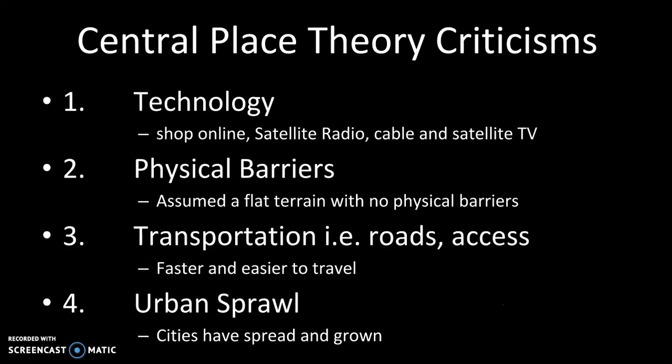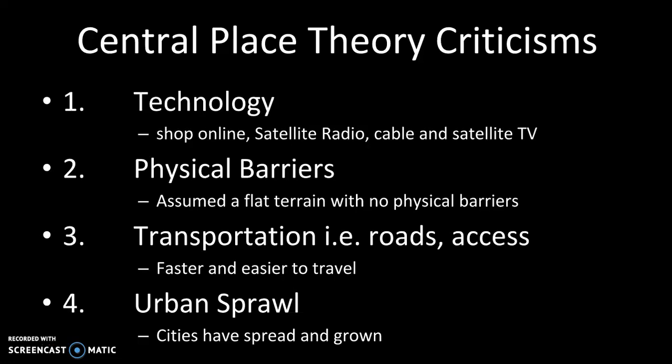Let's talk about some of the criticisms of the central place theory in terms of explaining location of services and location of settlements. So technology's really changed the availability of market area for lots of products. So now we can shop online. We have satellite radio, cable, and satellite television. So that has increased the size of the market area. So the range is much greater because we're not necessarily traveling to it. It's actually just being delivered to us.